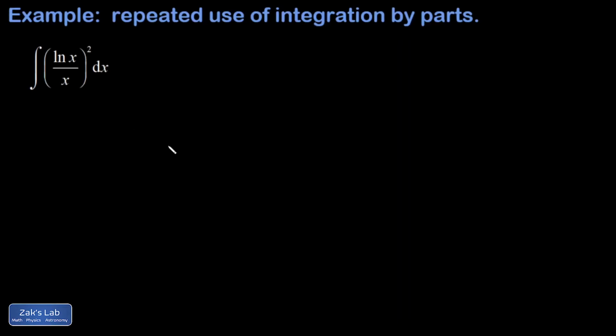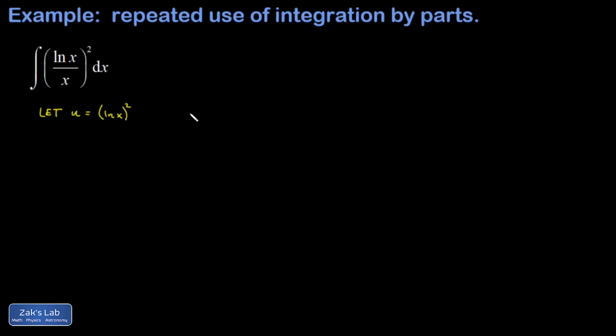In this video, we're integrating natural log of x over x all squared. And the way this turns out, it requires repeated applications of integration by parts. So we're going to let u equal the natural log part of this. So natural log of x all squared.